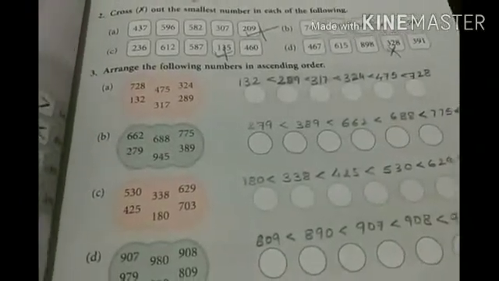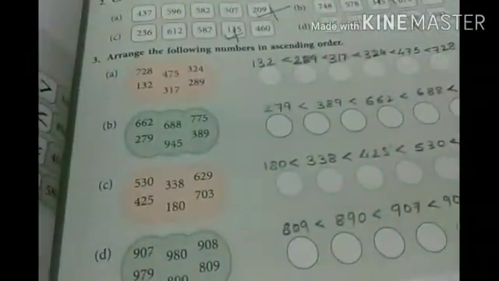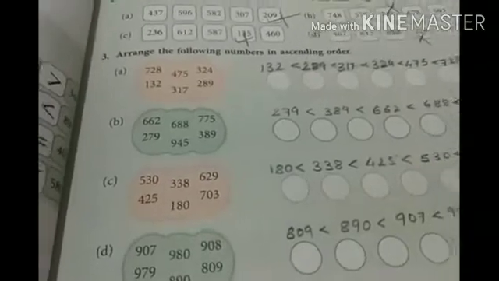Okay, now we have to write in ascending order. Ascending order means we have to arrange the numbers from smaller to greater, smallest to greatest number. So to compare the numbers, first we have to check the hundreds place. Then if the hundreds place is the same, then we will see the tens place.